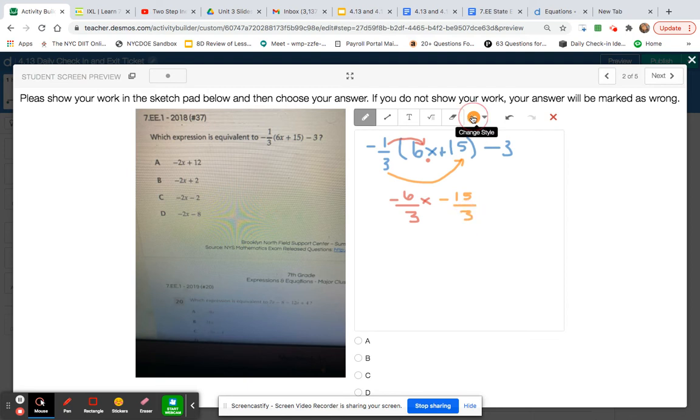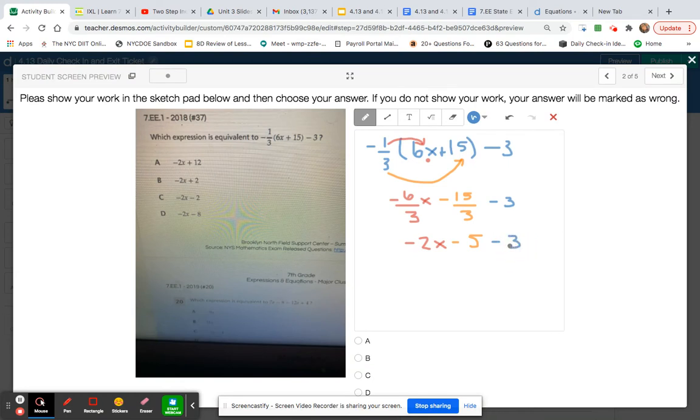And then we're going to bring down that minus 3 that was left over. Keep in mind, guys, since this minus 3 is on the outside, we can't combine it with the 15 on the inside. Okay? So now I'm going to simplify what I have here. Negative 6 over 3 can simplify to negative 2, so I could just rewrite this as negative 2x. And negative 15 divided by 3, that's just negative 5. So I could put minus 5. And then I'm going to bring down that minus 3 in blue.